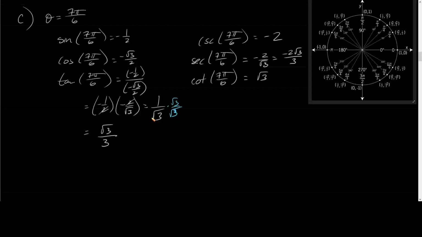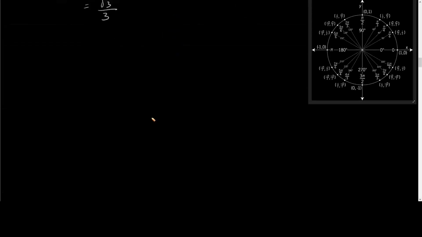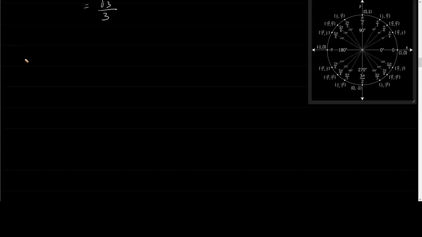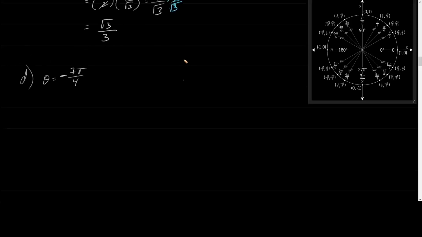Now, let's look at what if we had some negative angles. So that was C. D. What if I had theta is equal to negative 5 pi over, well, let's not do negative 5 pi over 6. Let's do negative 7 pi over 4. All right. Well, where is negative 7 pi over 4? Now, I know that this chart over here on this side doesn't have that angle, and we did have that angle when I drew it.